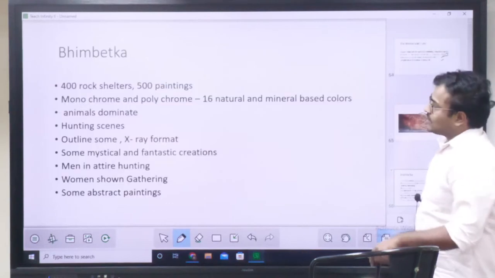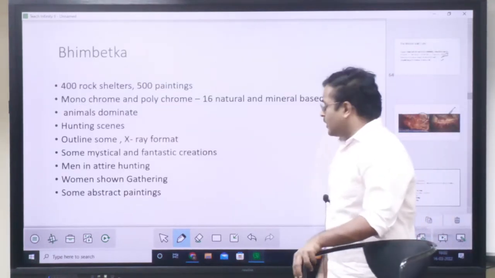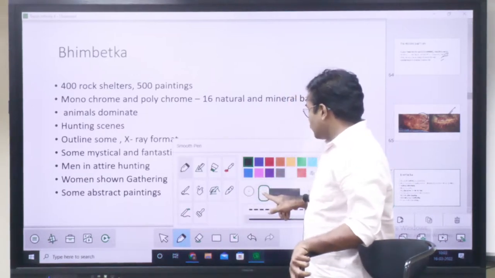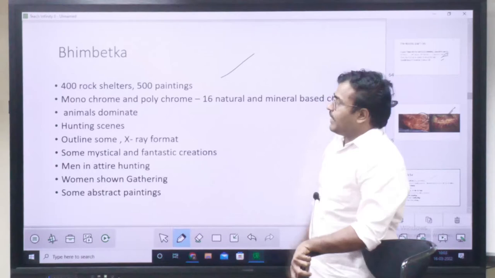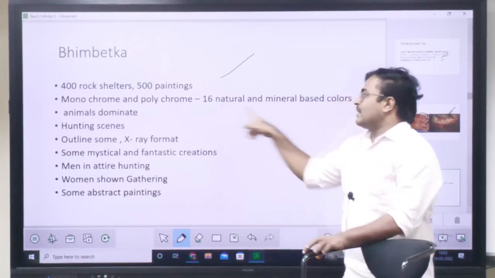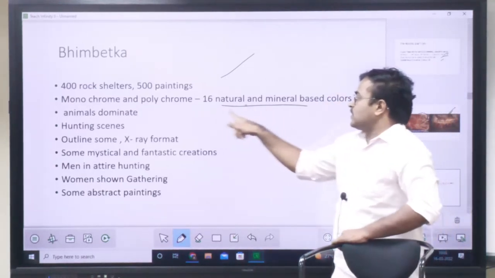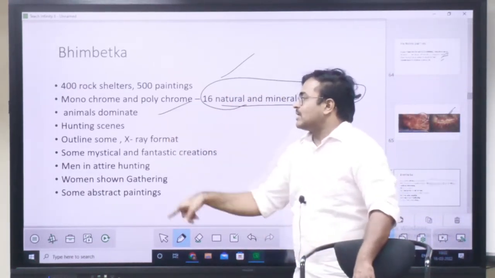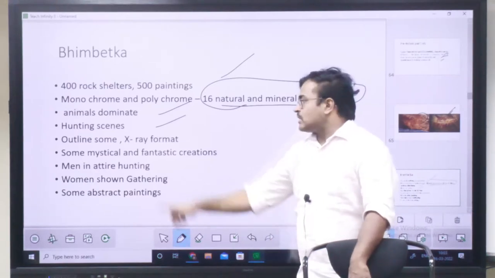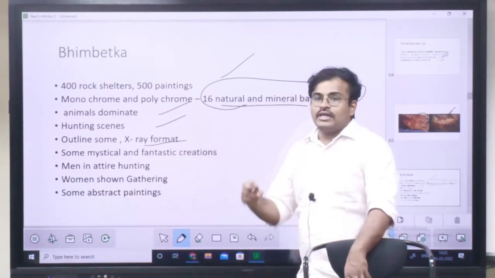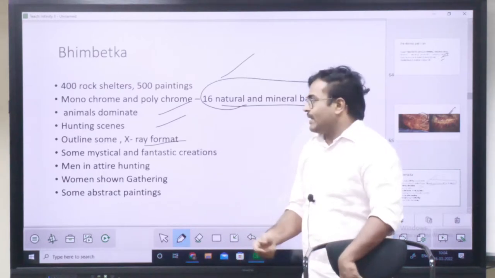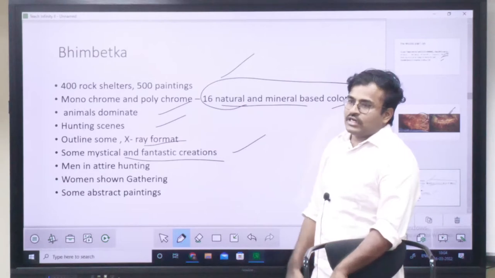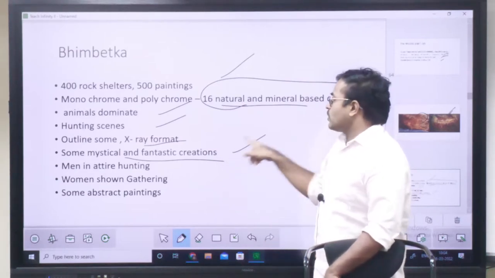Now just have a look at the slide once. At Bimbetka, there are in total 400 rock shelters present and 500 paintings are found here. Some are monochrome, others are polychrome. In total, they use 16 natural and mineral-based colors. Here in the paintings, animals and hunting scenes dominate. Some paintings are outline-based, others are drawn in X-ray format. Then some mystical and fantastic creations are also there, which are actually based on the cubism concept.